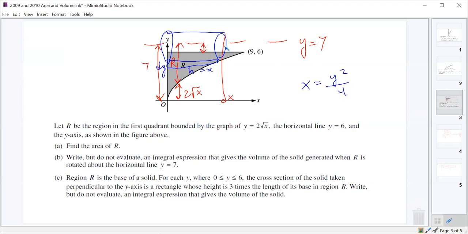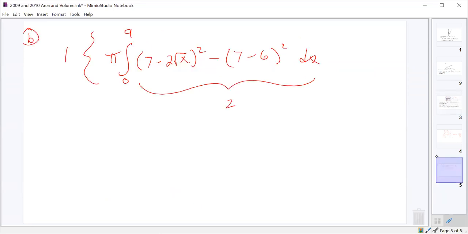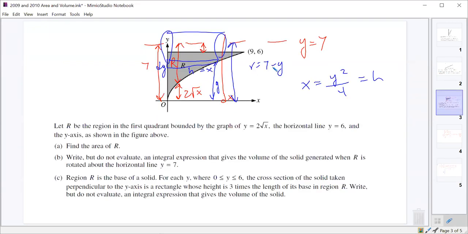And then our radius ought to be the distance from 7 to y. And this is just a y distance here. So our radius ought to be 7 minus y. So we would do 2 pi times the integral from 0 to 6 of radius 7 minus y times height y squared over 4.